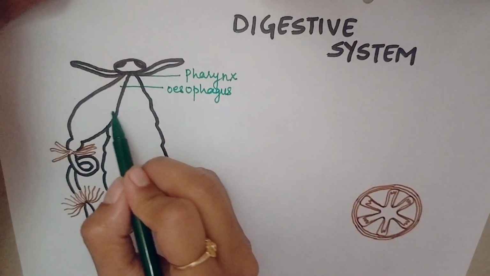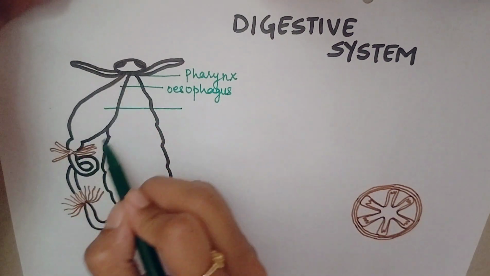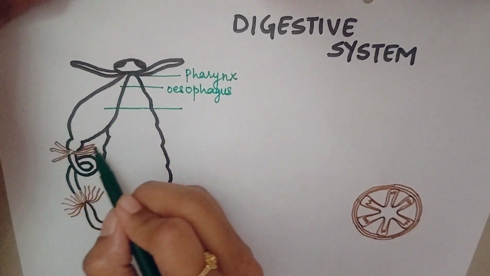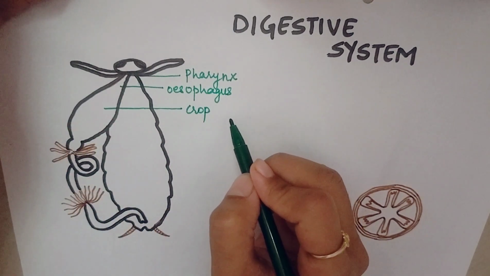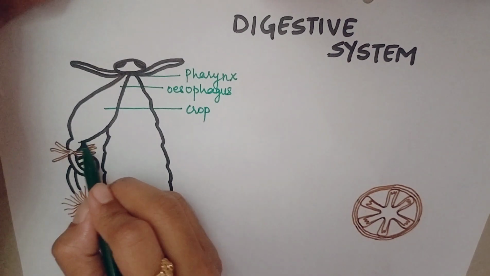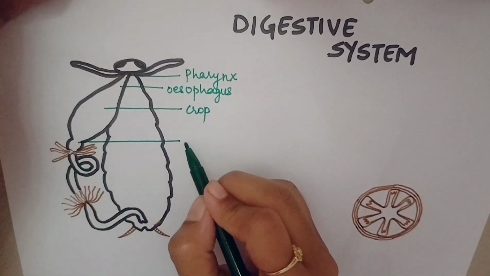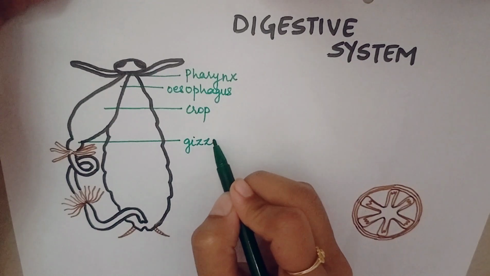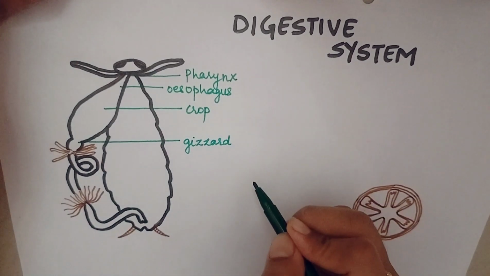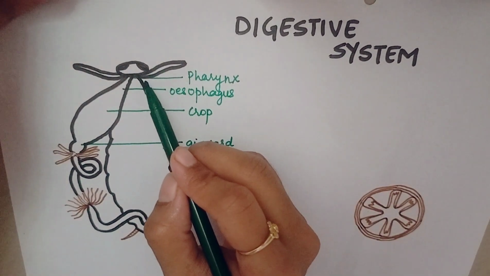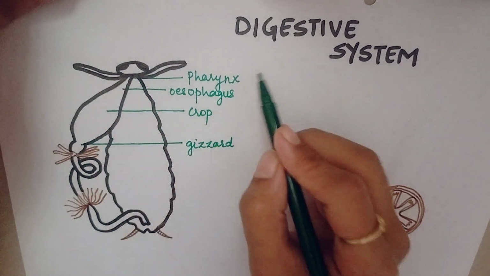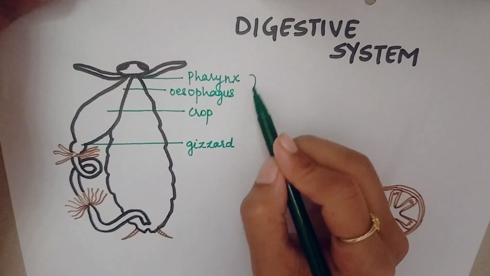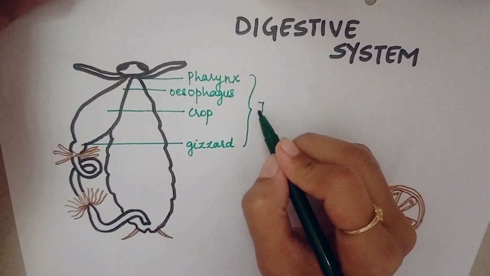The esophagus leads to a pear-shaped, sac-like organ. This organ is called the crop. After the crop, the food is sent to the gizzard. So the mouth leads to the pharynx, esophagus, crop and gizzard. These structures together form the foregut.